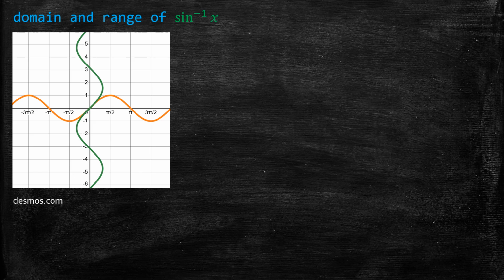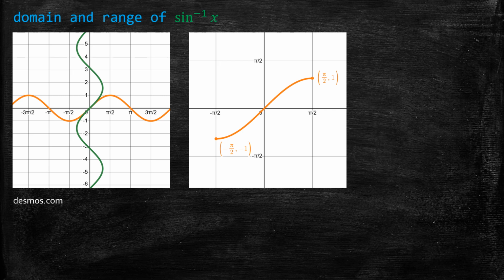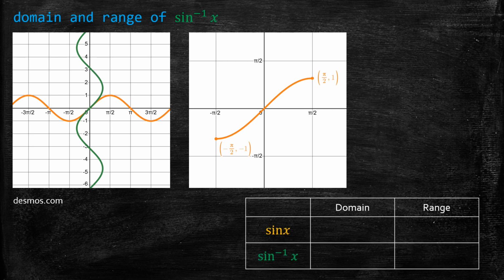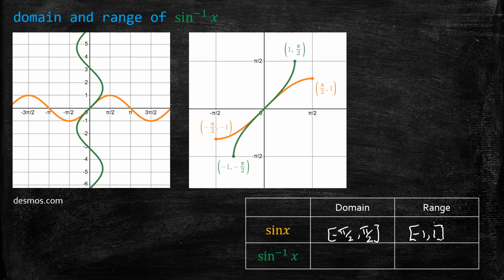So we need sine to be one-to-one, and if you recall from precalculus, we achieve that by restricting the domain of sine x from negative pi over 2 to pi over 2. And in so doing, the range still covers negative 1 to 1, every value. But by restricting it that way, if we now reflect that over the line y equals x, we create the inverse sine function, which is indeed a function.